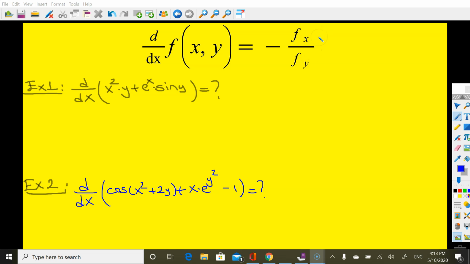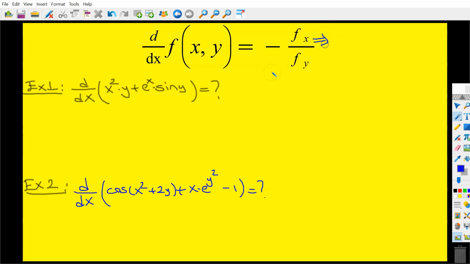So f prime x means I'm going to take the derivative of this implicitly defined expression, treating the y variable as a constant. That's why I'm finding this partial derivative, and divided by, I'm going to do the exact same thing: take the derivative of this implicitly defined function with respect to y, treating the x variable as a constant. Then I'm going to find the ratio, and that ratio is going to be my answer.